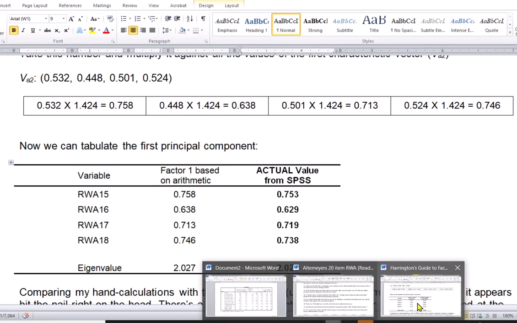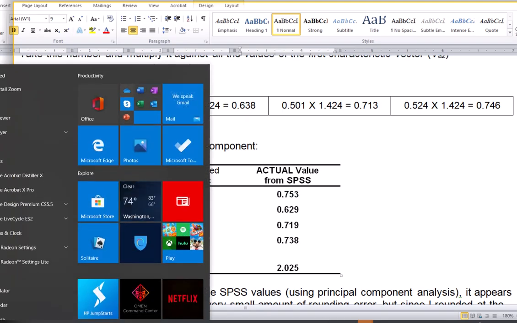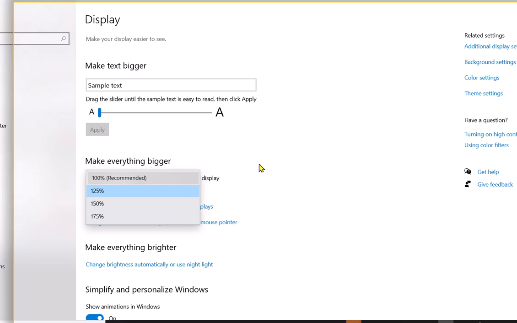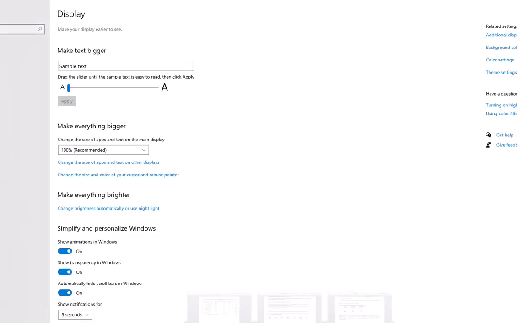Okay, so we go back to the document. Actually, let me make my screen smaller again. Make it normal sized. There we go.